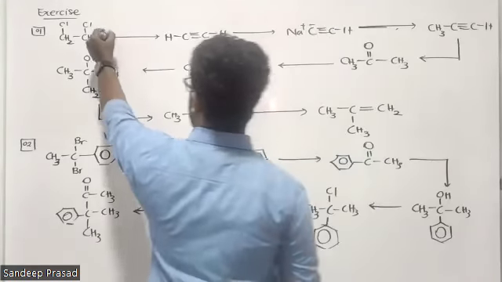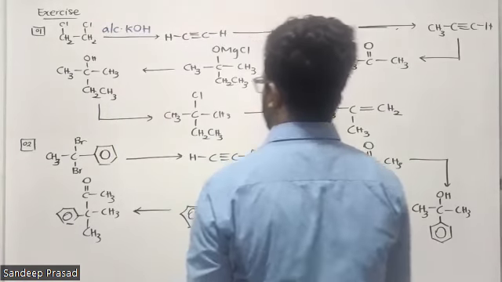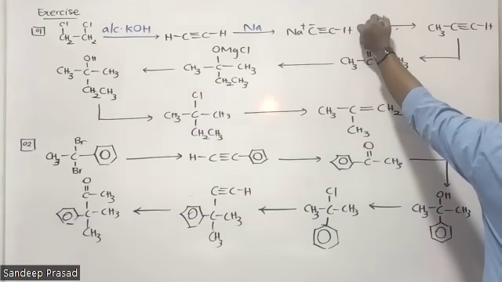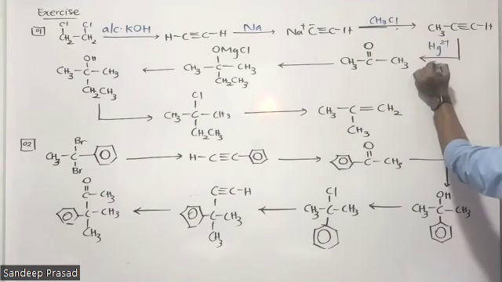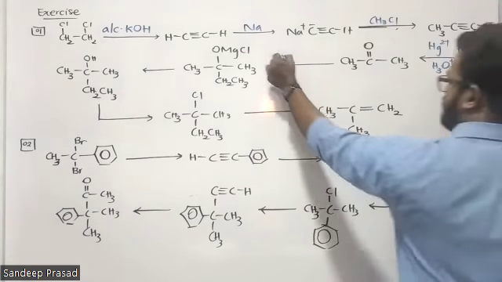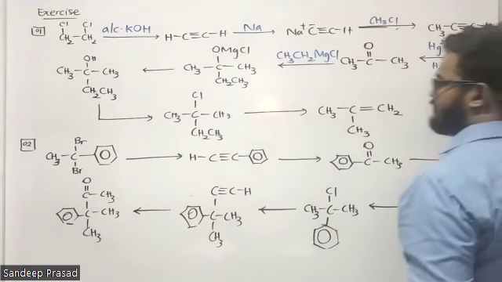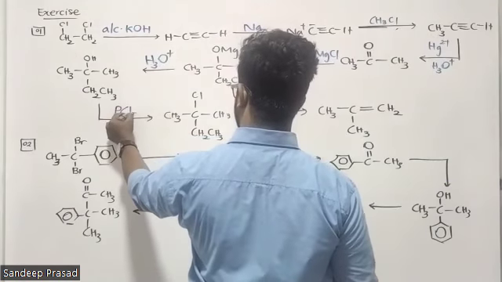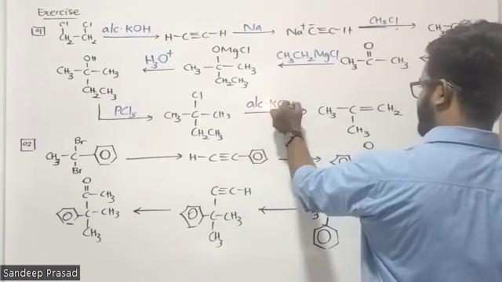In the first one, we can add alcoholic KOH. Then we have alkyne, sodium, CH3Cl, Hg2+ H3O+, CH3CH2MgCl, H3O+, PCl5, alcoholic KOH.